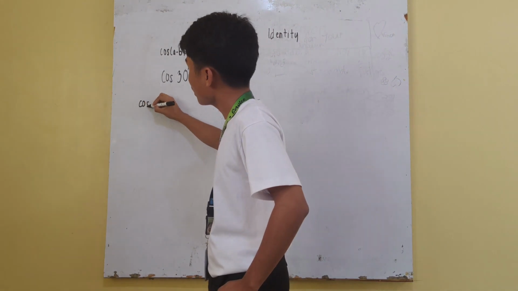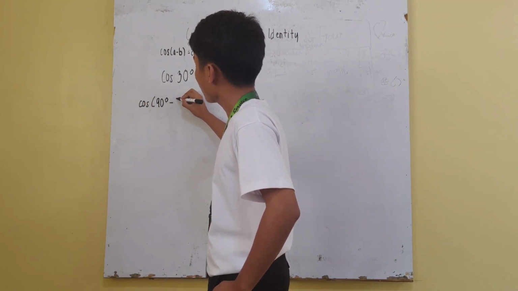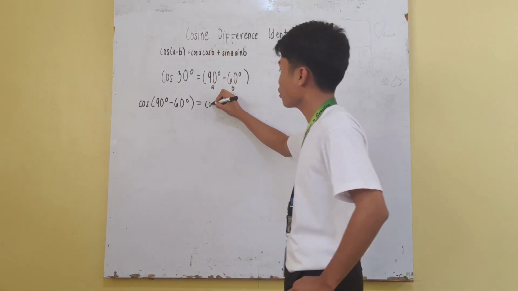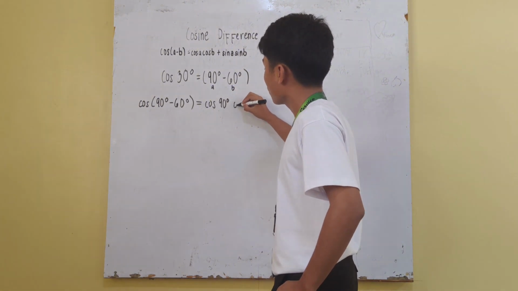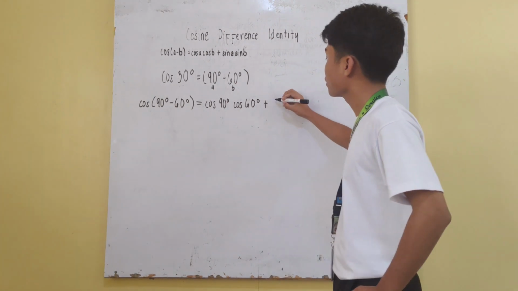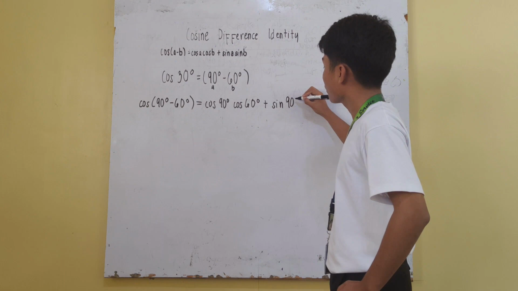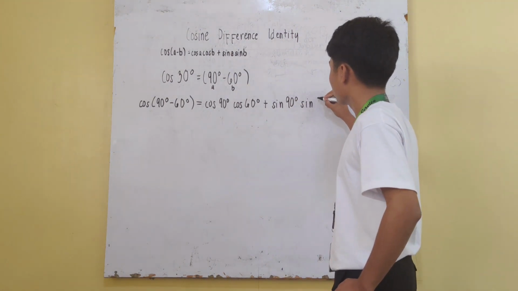Now, let us substitute 90 degrees with A and 60 degrees with B. We have cosine 90 degrees minus 60 degrees equals cosine 90 degrees cosine 60 degrees plus sine 90 degrees and sine 60 degrees.